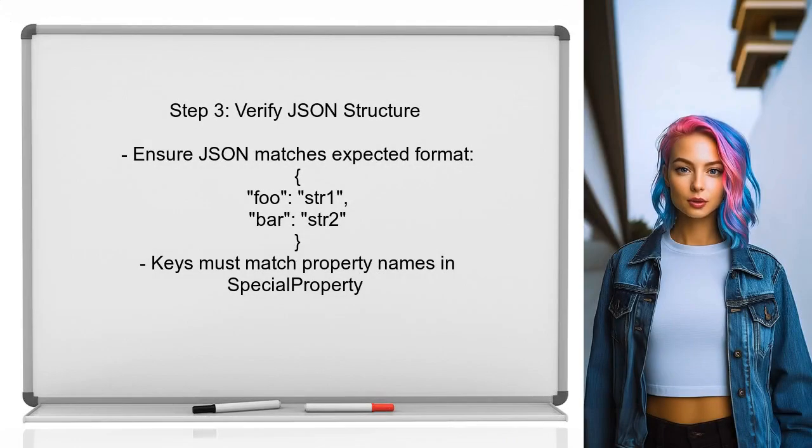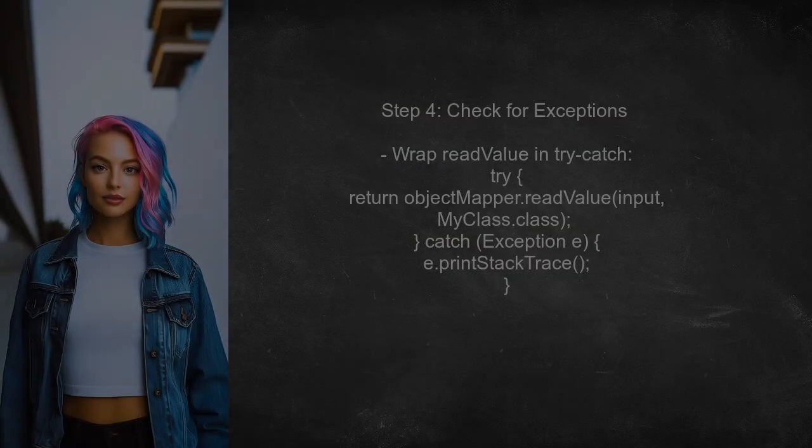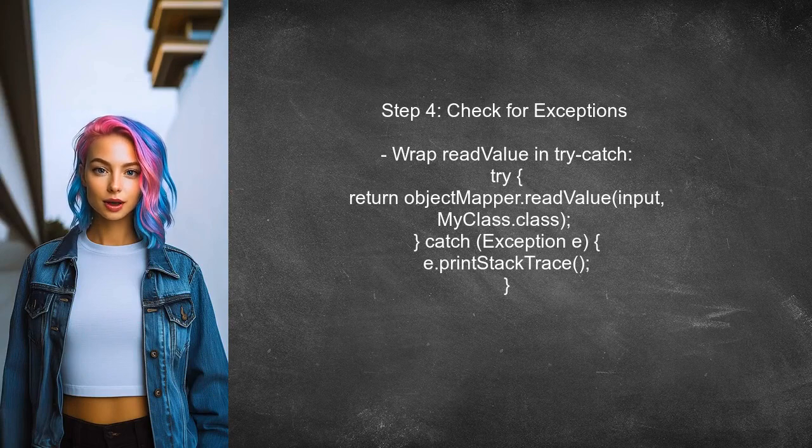Additionally, the user should verify that the JSON structure matches the expected format. The keys in the JSON must match the property names in the special property class. Finally, the user should check for any exceptions or errors during deserialization. This can be done by wrapping the read value call in a try-catch block to capture any issues.